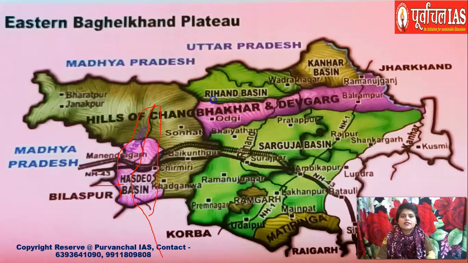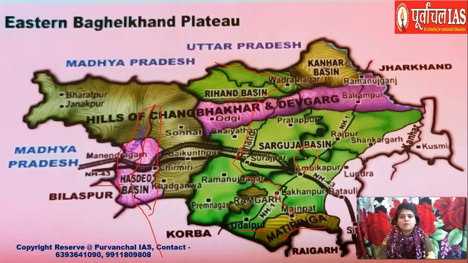Then here we have the Rihand basin, basically the area drained by the Rihand river. It originates from Matiranga, in the Udaipur Churi hills, and from Matiranga this Rihand river originates and flows upward and then meets the Son, draining the whole area. We have the Rakshganda waterfall here. There is a Rihand dam also.